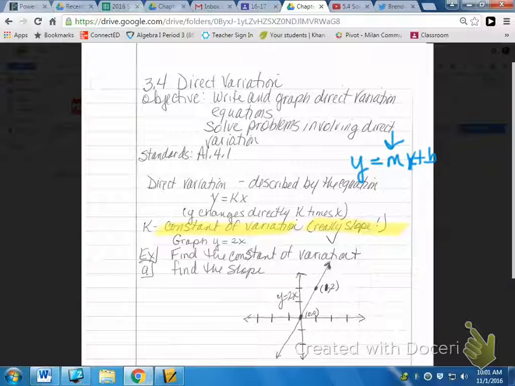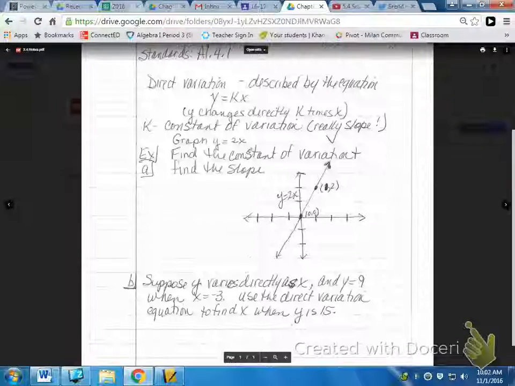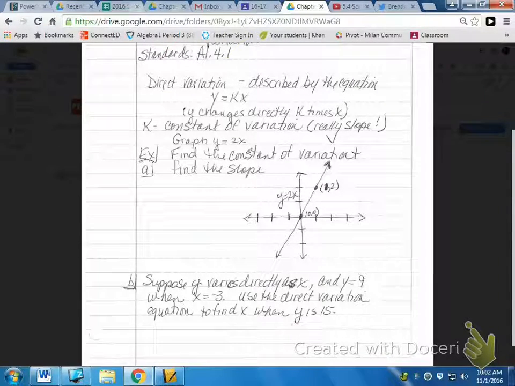So let's say that you have to graph y equals 2x. That's the first one they give us. And it says find the constant of variation and find the slope. Okay, well, let's look at this. y equals 2x. It's in that form. Whatever number is in front of the x is your k. You would literally look at that problem, y equals 2x, and say k equals 2. That is the constant of variation.